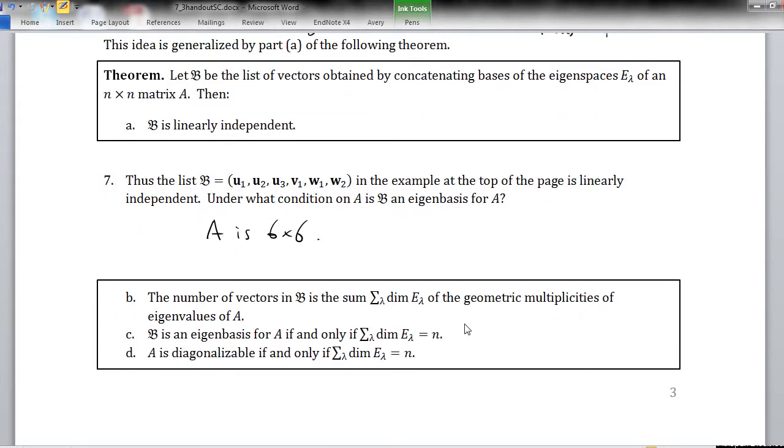So in other words, the number of vectors here is the sum of the geometric multiplicities, the sum of the dimensions of the eigenspaces, and it's an eigenbasis if and only if that equals n, where A is an n by n matrix. And we know that having an eigenbasis is equivalent to being diagonalizable, so the matrix is diagonalizable if and only if the sum of its geometric multiplicities equals n.